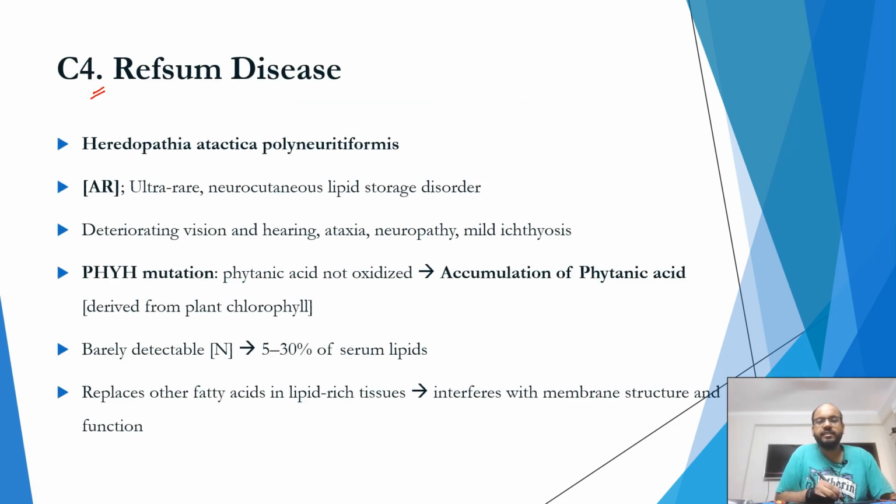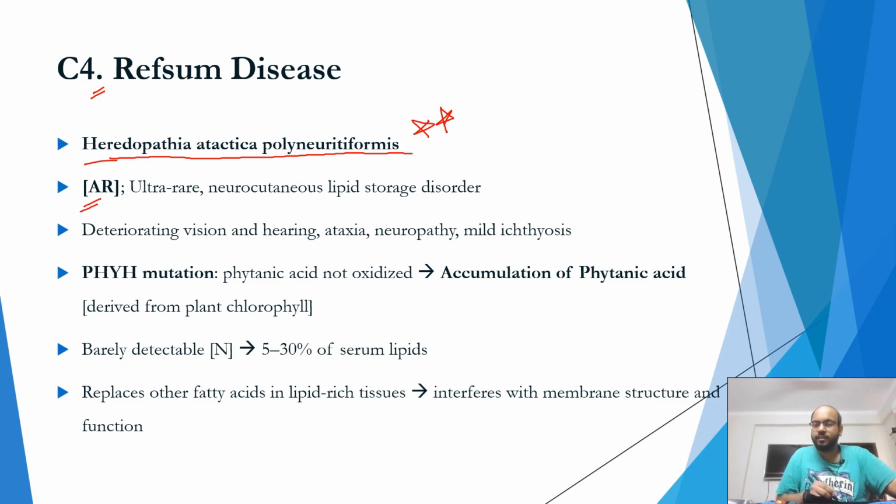The fourth disease is Refsum disease, and I think we have all read about Refsum disease in our MBBS days, but mostly we read about the neural issues. We'll just go through the skin involvement here also. Now, Refsum disease is also known as Heredopathia Atactica Polyneuritiformis. So you need not remember it. Just have an inclination that this name is nothing but Refsum disease.